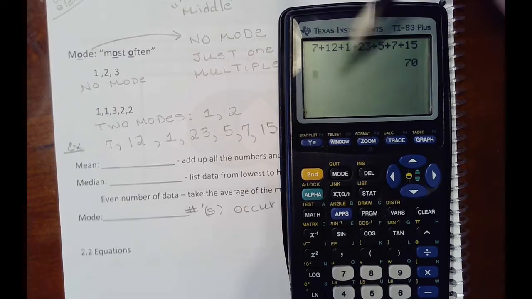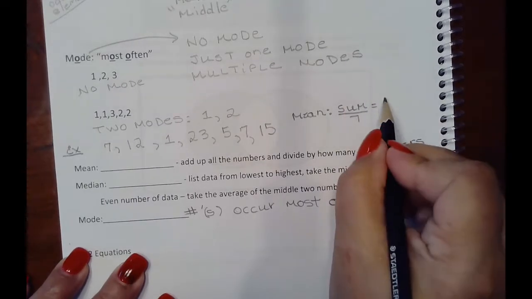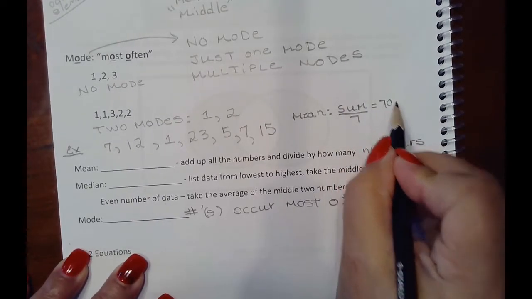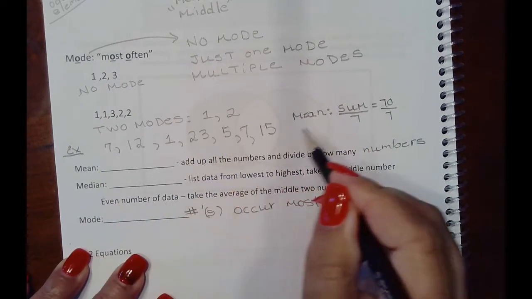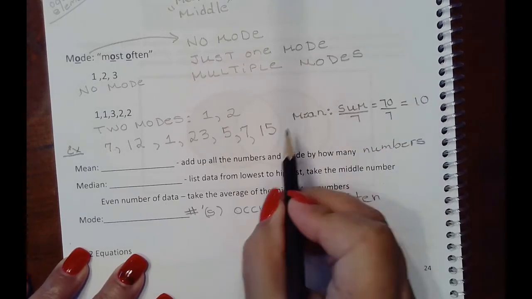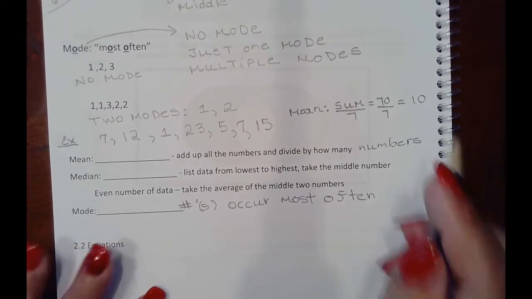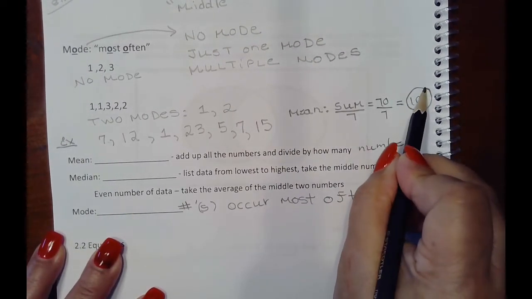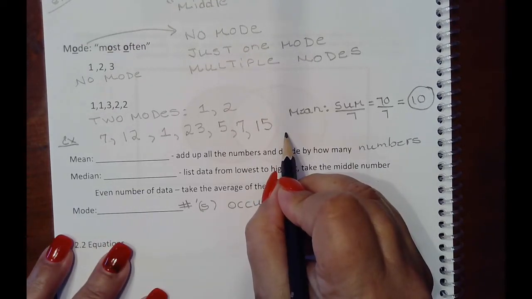Okay, I got 70. 1, 2, 3, 4, 5, 6, 7. Check the numbers: 7, 12, 1, 23, 5, 7, and 15. So my sum was 70. And I'm dividing by 7 numbers because there were 7 different elements in the set. And my final average, or my mean as it's called, you can name it by either one, but know both names, please, is 10.